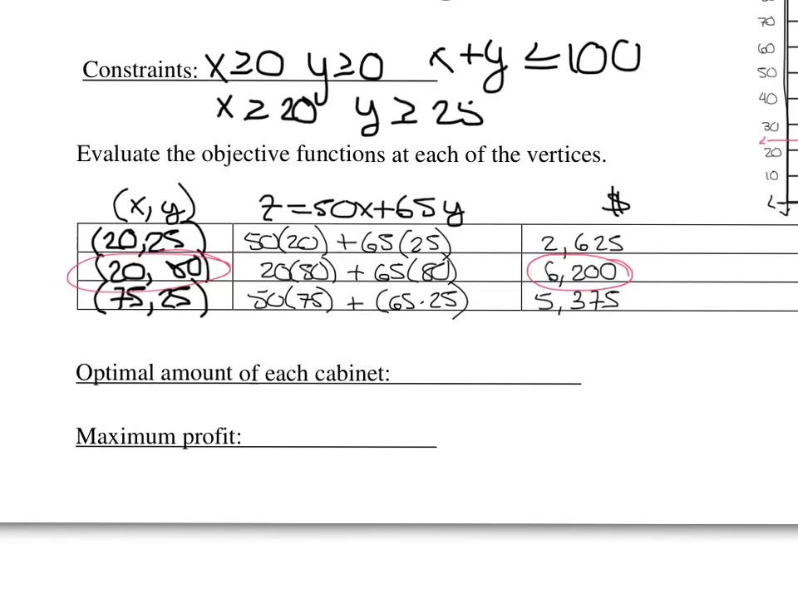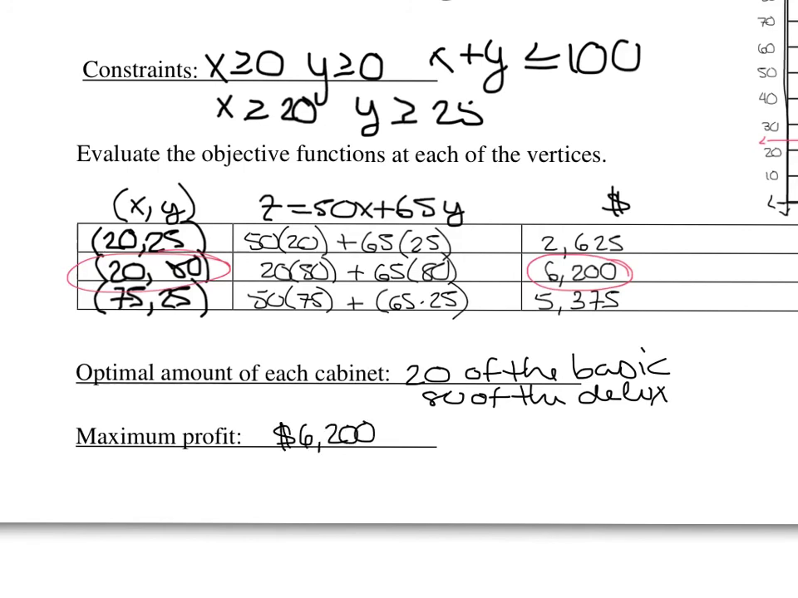It says optimal amount of each, so 20 of the basic and 80 of the deluxe. And maximum profit is 6,200.